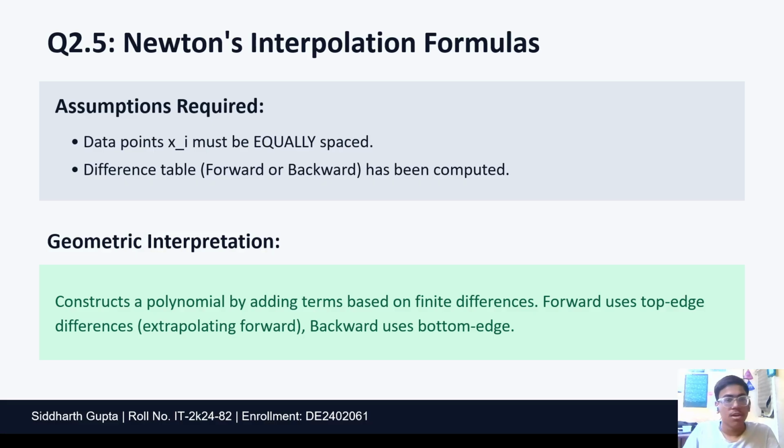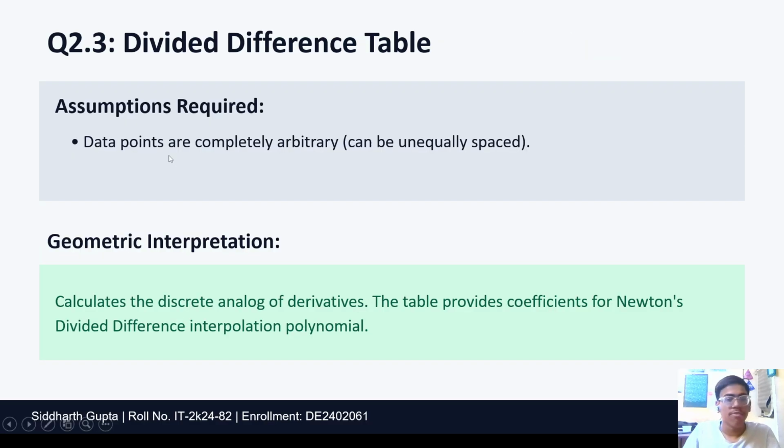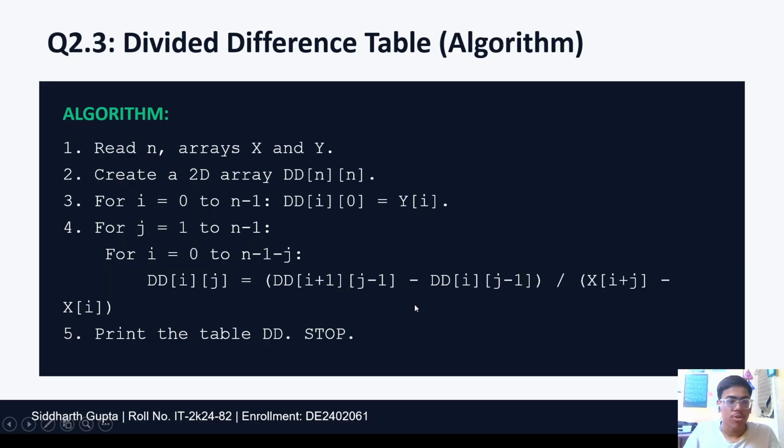Divided difference we already know. We will look at Newton's divided difference interpolation. We already know the assumptions that will be required: the data points are completely arbitrary, the data points can be unequally spaced. For divided difference and for Lagrange's interpolation, you know there can be non-equidistant data points. The geometrical interpretation will be to calculate the discrete analog of derivatives. The table provides coefficients of Newton's divided difference interpolation polynomial.